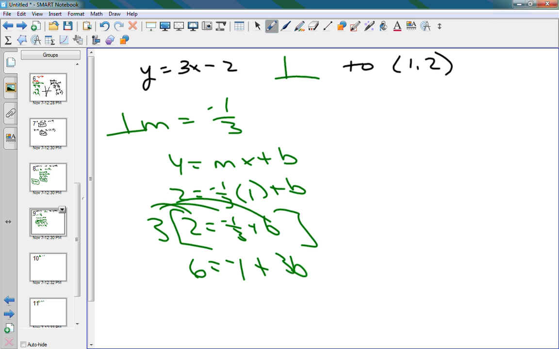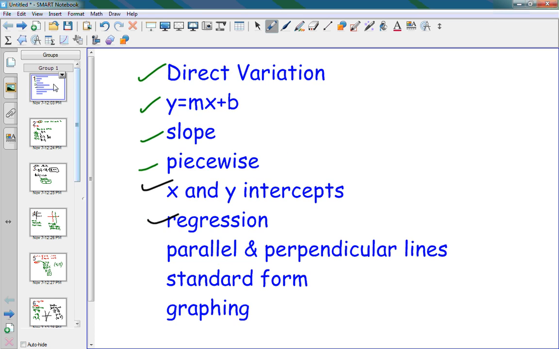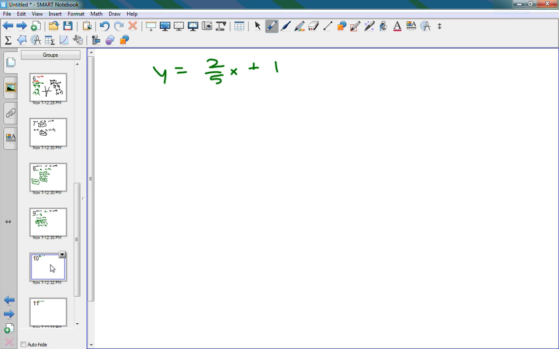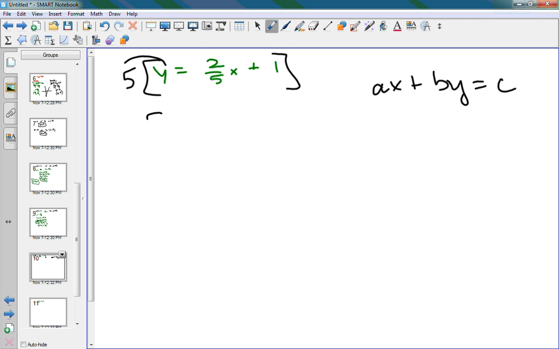Okay? Now, the next thing we need to talk about that's on the test is standard form. Standard form brings me to this. How do I get y equals 2 over 5x plus 1 in standard form? Well, the first thing you got to know is what's standard form. ax plus by is equal to c. Do you remember seeing that? And I said we got to get rid of that denominator first. So how do I get rid of that denominator? Multiply everything by 5. Very good.